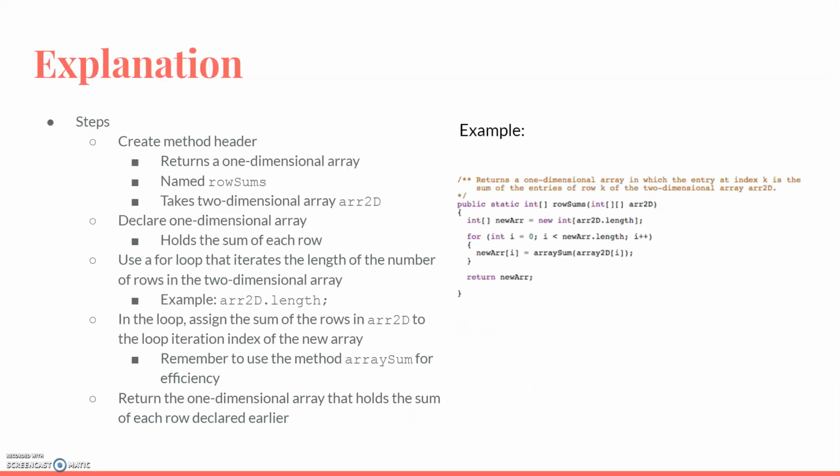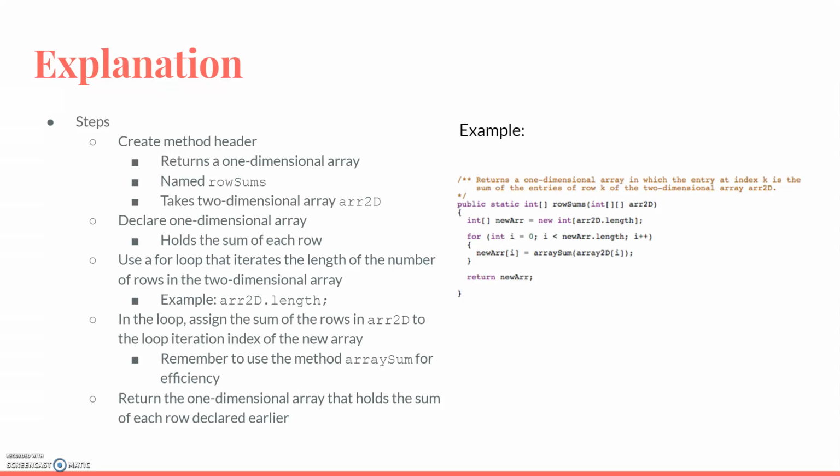The explanation for this: first, you need to create a method header that returns a one-dimensional array called rowSums, and it needs to accept a two-dimensional array as one of its parameters. You need to declare the one-dimensional array that holds the sum of each row, and you need to use a for loop that iterates through the length, the number of rows, in the two-dimensional array.